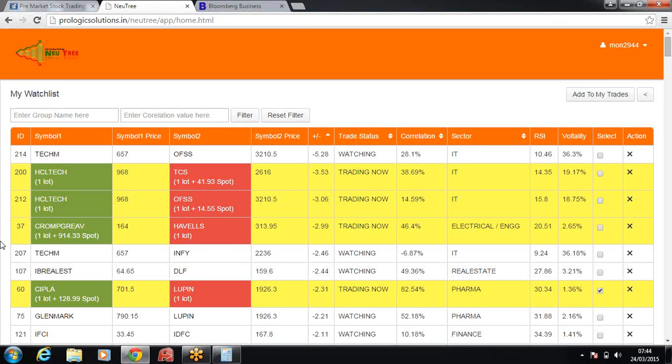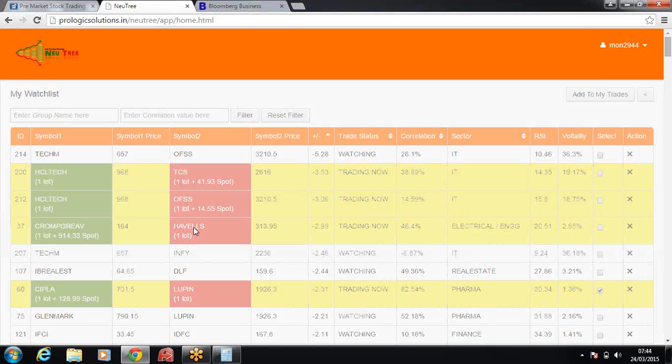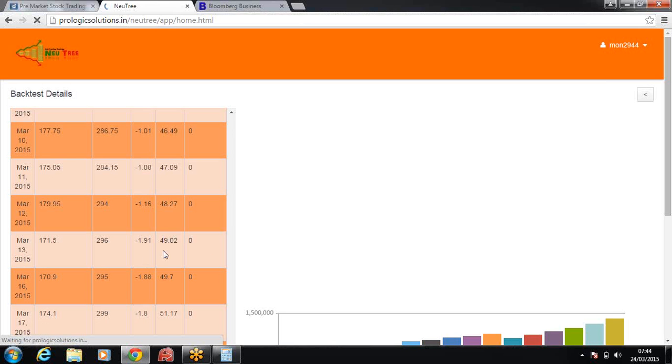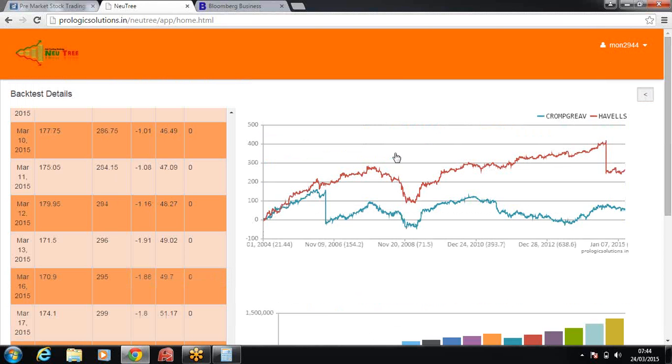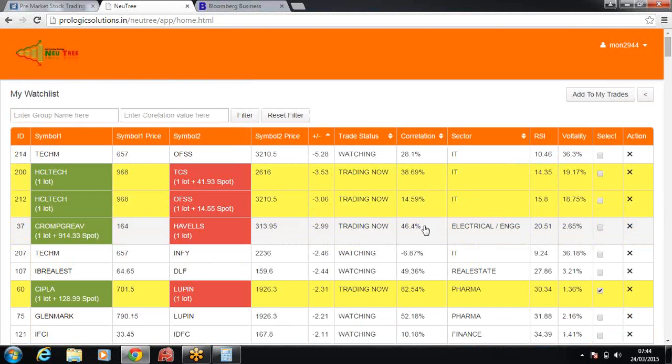We'll check in the evening about other calls also. And I think we have calls in Crompton Greaves and Havells. This got generated yesterday. I'll show you that. You can see that Crompton Greaves is a buy and Havells you'll have to short. The winning percentage is 88%. We'll have to check the correlation. The correlation is 46%.